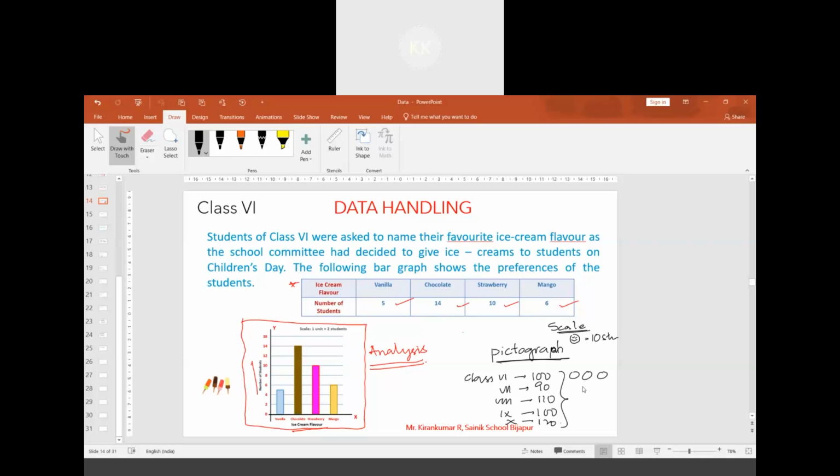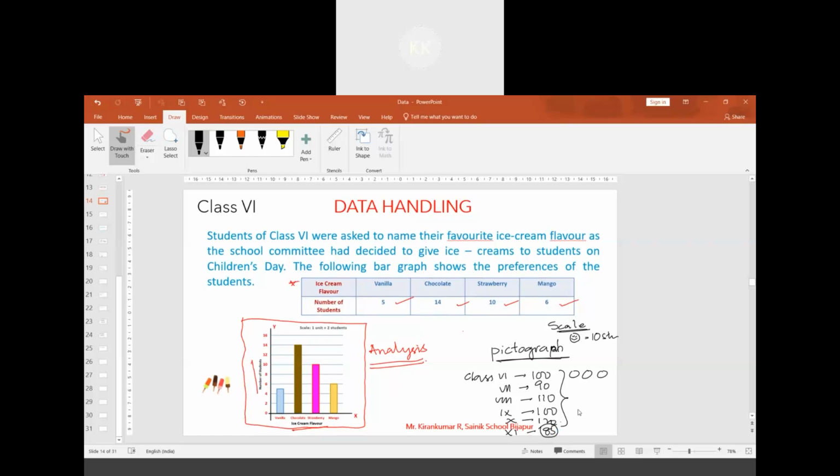In case they give somewhere here 85 as the strength of class 11th, how do we do it? Sir, we'll change the smiley into 5 students. So half a smiley should be used. Only half should be taken. Something like this. This is five students.